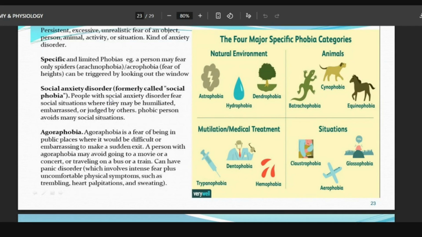And there is social anxiety disorder, which we had discussed, that it's also known as social phobia. Social phobia is also known as social anxiety disorder. This you have to remember. And there is one more, spiders ka. Arachnophobia, and acrophobia is fear of heights. So ये भी याद रखना आप, ये आ सकता है.